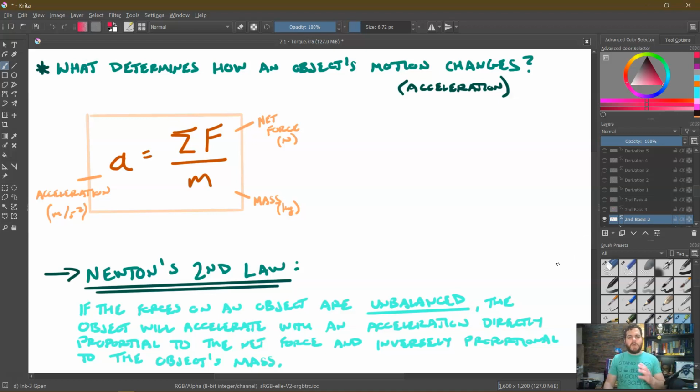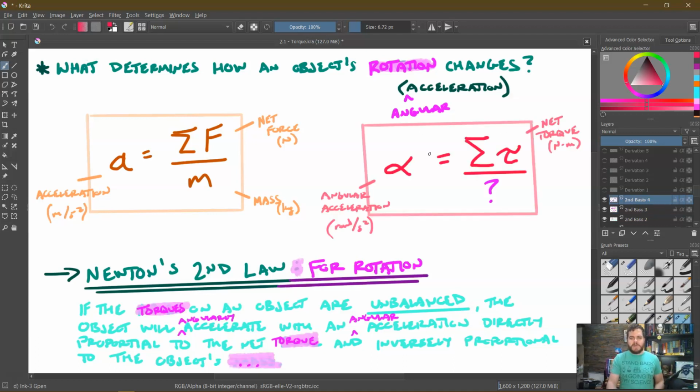So instead of wanting to know how an object's motion changes, what determines how an object's rotation changes? In other words, what determines an object's angular acceleration rather than its linear acceleration? And that angular acceleration we abbreviate with alpha, and I'm literally going to rewrite, and you might want to do this below, a completely new, but not really, Newton's second law. This one's specifically for rotation. It looks exactly the same, but I've changed some of the terms to fit into a rotational context.